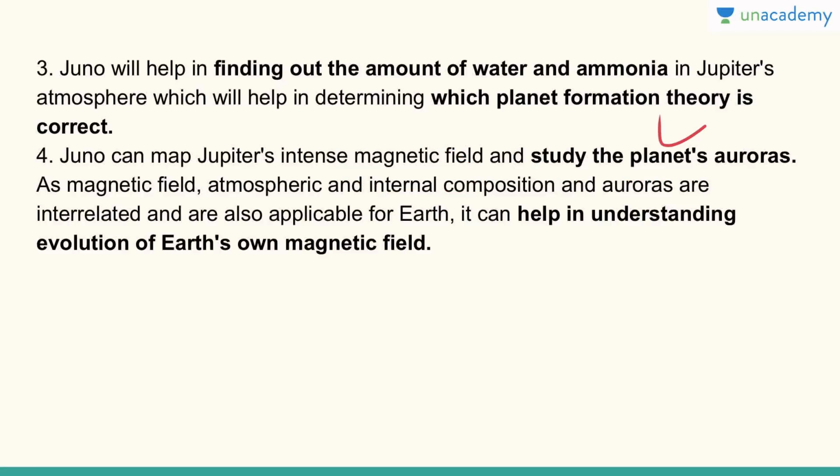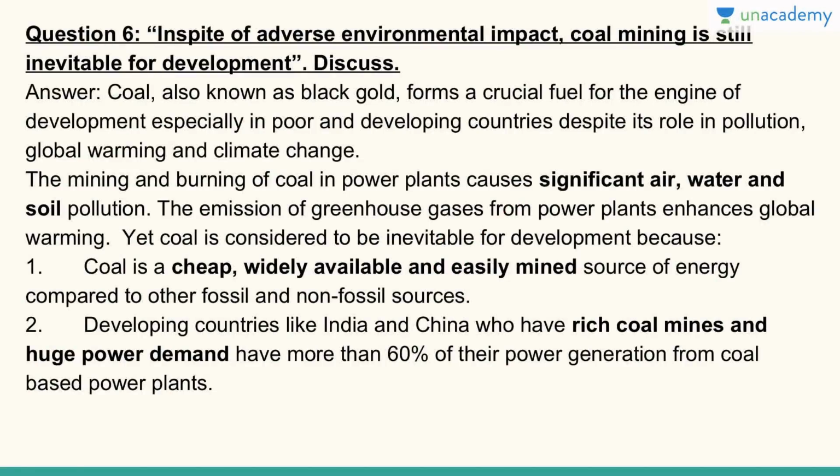Aurora borealis and aurora australis are there on Earth. They are called northern lights and southern lights respectively. And as the magnetic field, atmospheric and internal composition and auroras are interrelated and are also applicable to Earth, it can help us in understanding the evolution of Earth's own magnetic field. So that is why in so many ways Juno can help us in studying Earth.